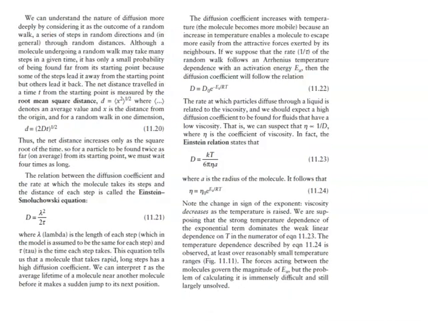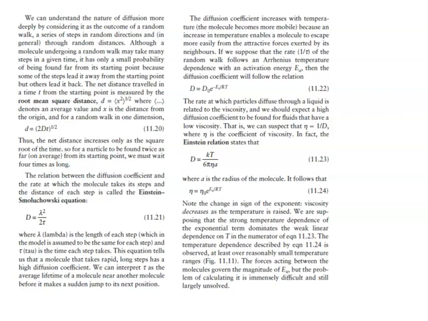Now, we can understand the nature of diffusion more deeply by considering it as the outcome of a random walk, a series of steps in random directions and, in general, through random distances. Although a molecule undergoing a random walk may take many steps in a given time, it only has a small probability of being found far from its starting point, because some of the steps lead it away from the starting point, but others lead it back.